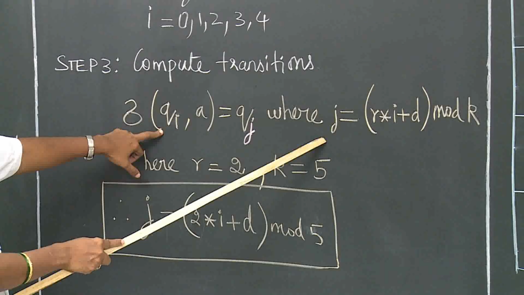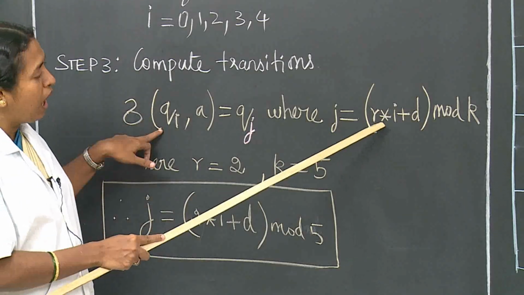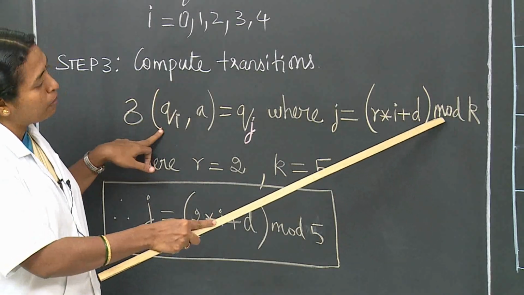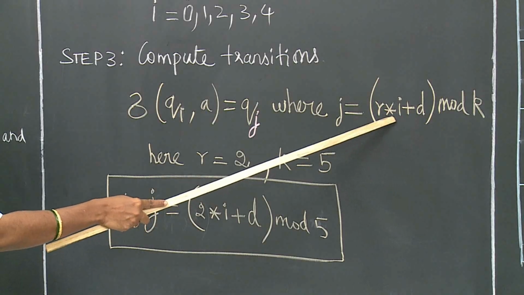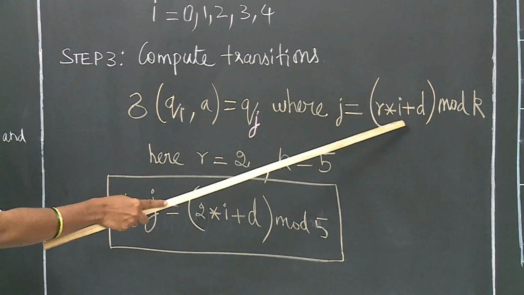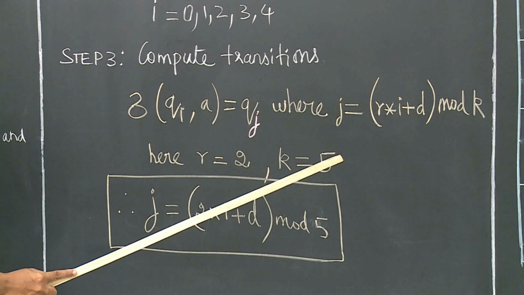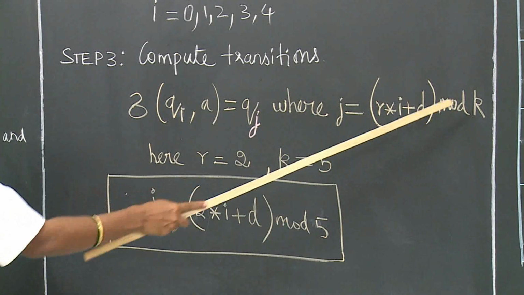For finding the value of j, the formula is (r into i plus d) mod k. We already know the value of r is 2, and the i value will be changing. The d value will also be changing, 1 and 0. The mod k value will be 5.